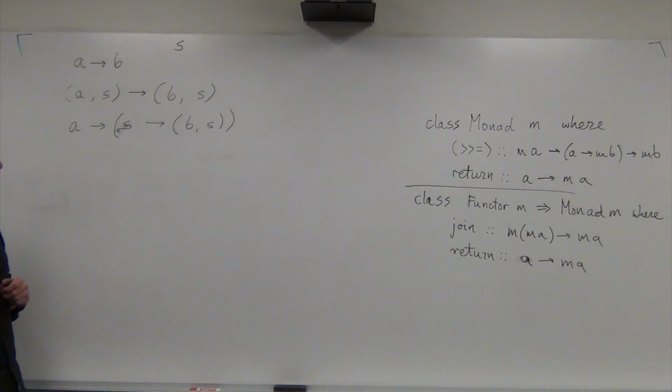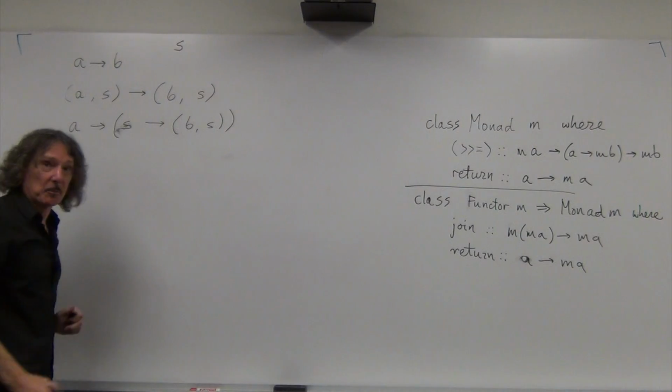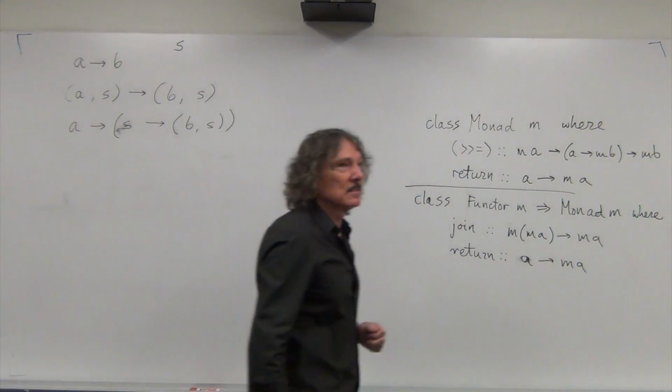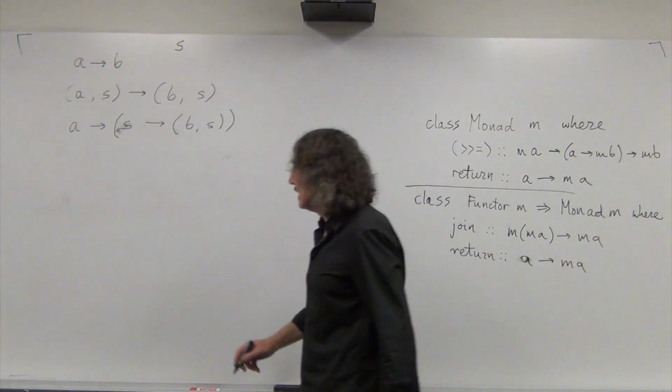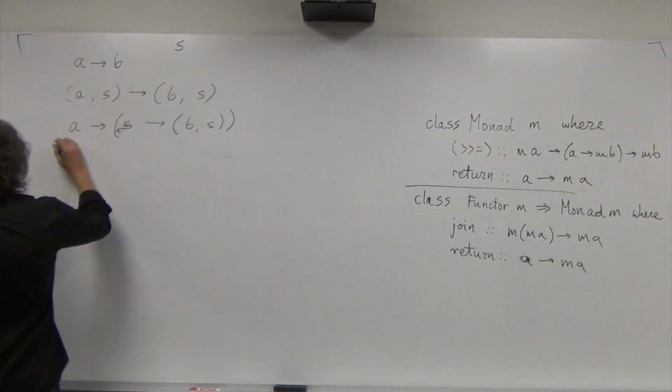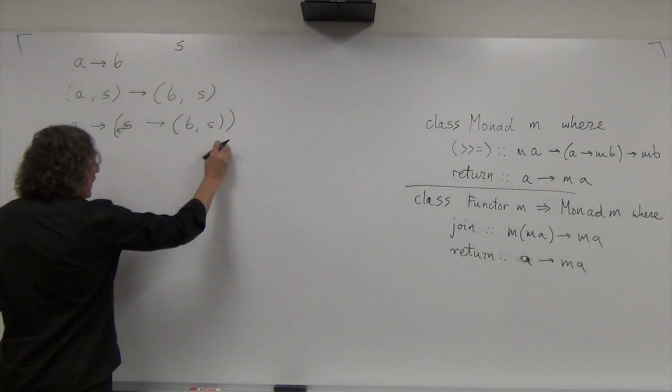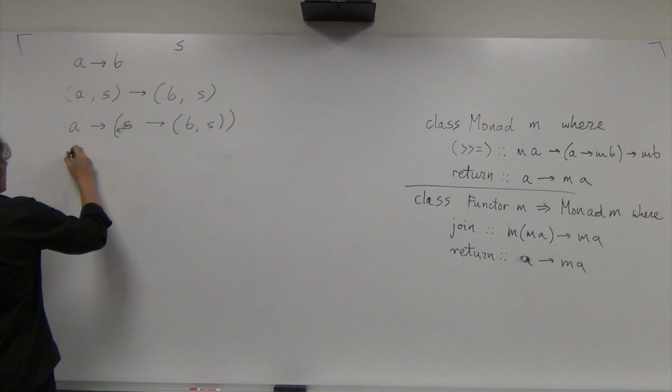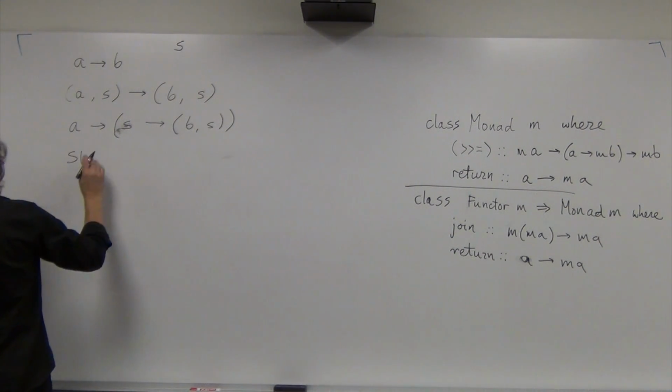That's what it is, huh? Okay. I don't need these parentheses, but I want to put them so that you see that this is a Kleisli arrow. This is a Kleisli arrow. It goes from A to a functor on B, and this functor is called State.